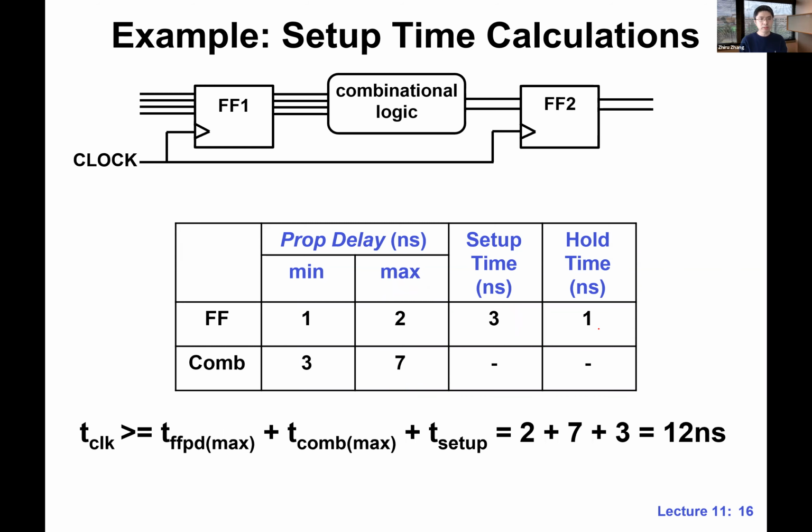The reason this is 12 is we basically add up three terms: T_FF_PD, which is 2, the max combinational delay, which is 7, and then setup. This is 12. This is the minimum cycle time or the maximum clock frequency. The maximum clock frequency is basically 1/12 nanosecond. This is our frequency.